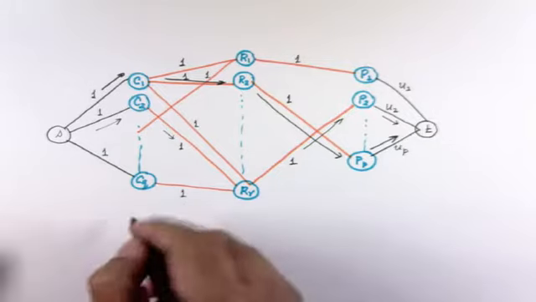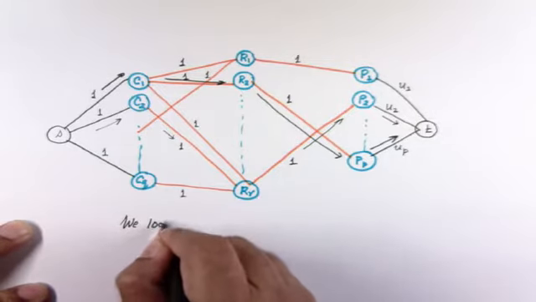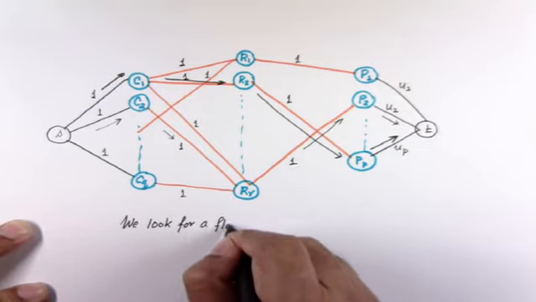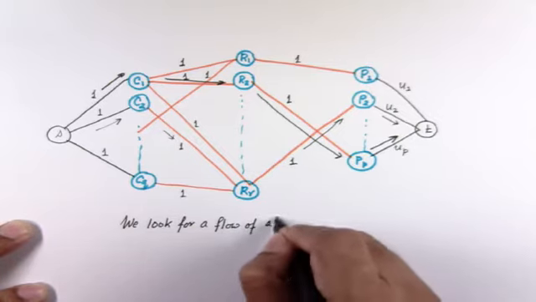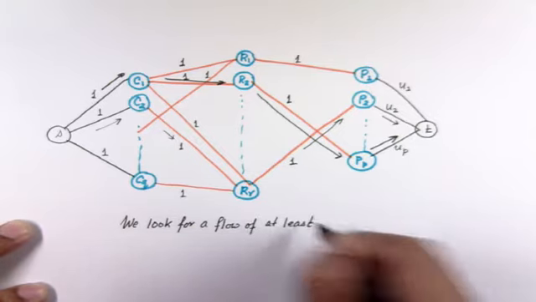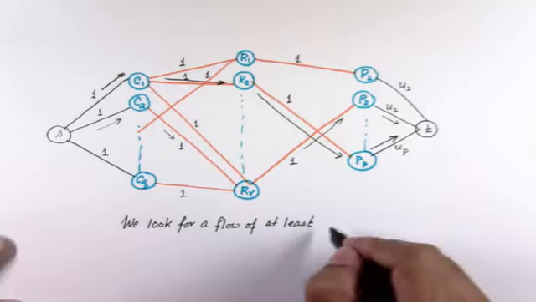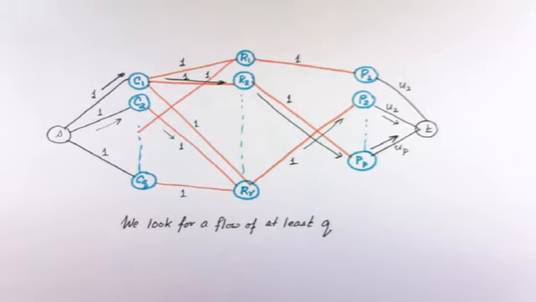So we look for a flow of at least Q, where Q is the number of clubs. Is it okay? Questions? I am sure I have lost all of you.